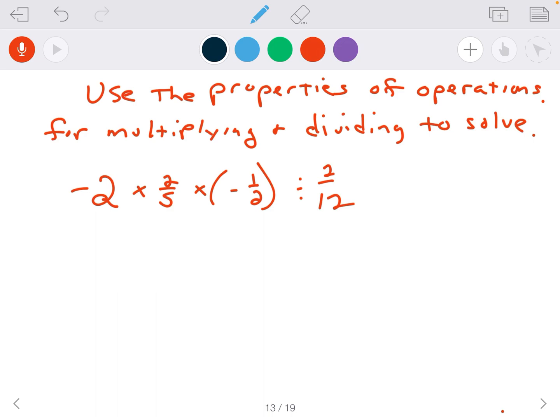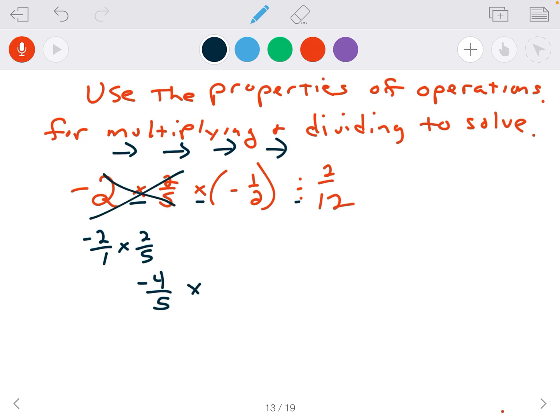All right, moving on. Use the properties of operations for multiplying and dividing to solve. I've done several of these on the lesson introduction pages, but remember, I've only got multiplication and division, so I do them in the order that they appear, as if I were reading this problem from left to right. So -2 times 2/5, and do that first, and I get -4/5. Then I'm just going to bring the -1/2 down, and my divided by 2/12 down.